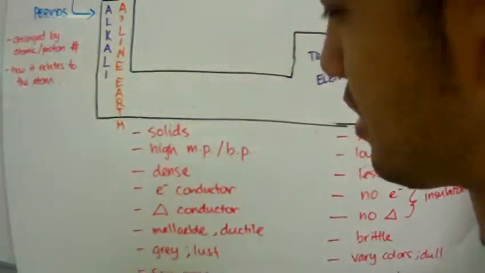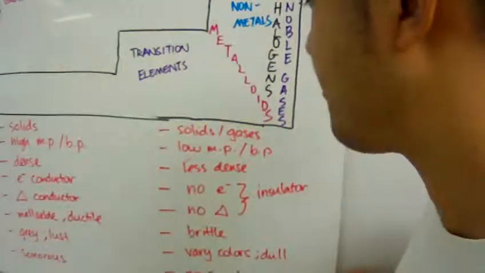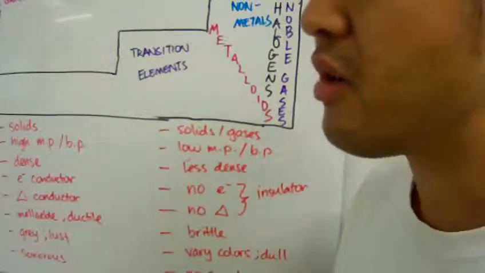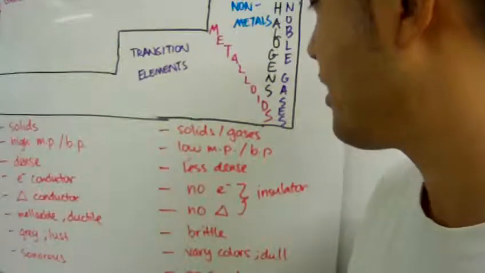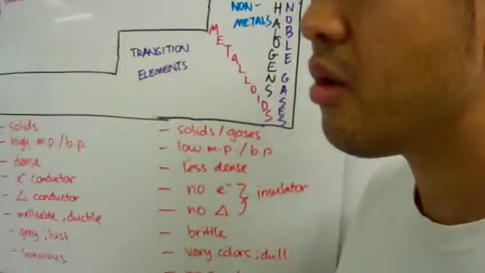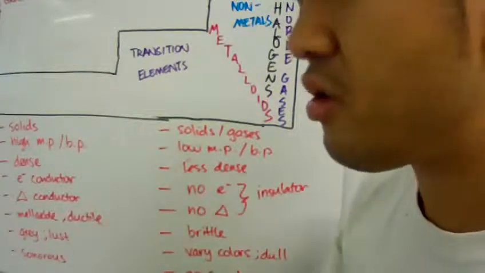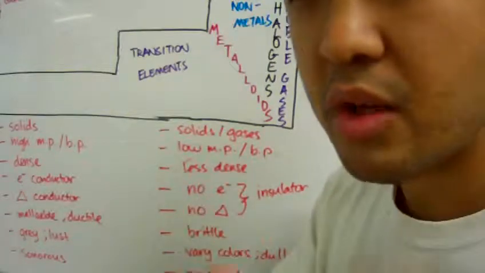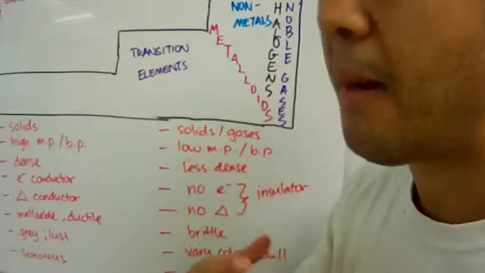What about non-metallic elements? Well, non-metallic elements are usually solids or gases, all right? They generally have low melting points or boiling points, so if they're solids you can easily vaporize them. Non-metallic elements are generally less dense, so because they're gases, they are like everywhere, and they do not conduct electricity or heat because they don't have delocalized electrons, especially when they form molecules.